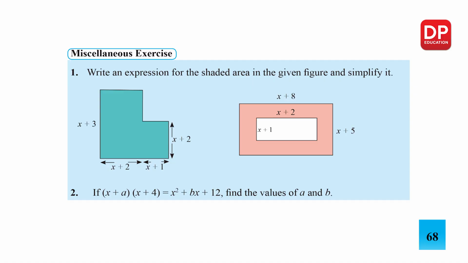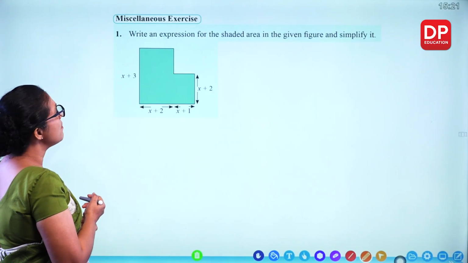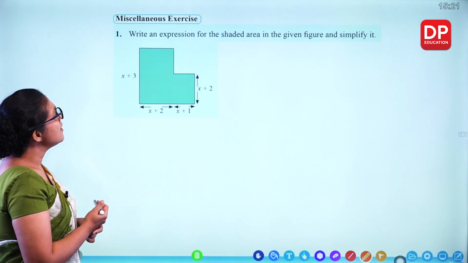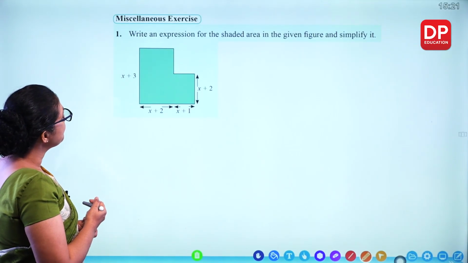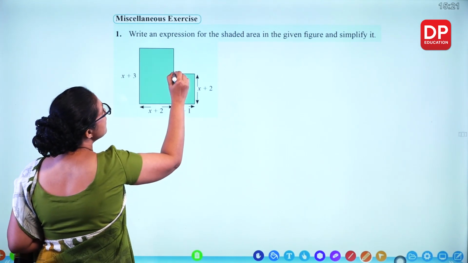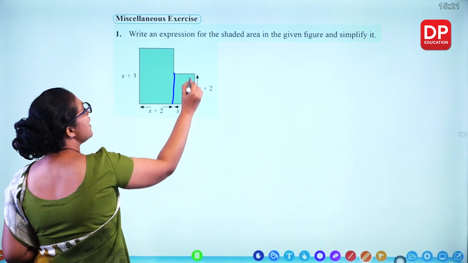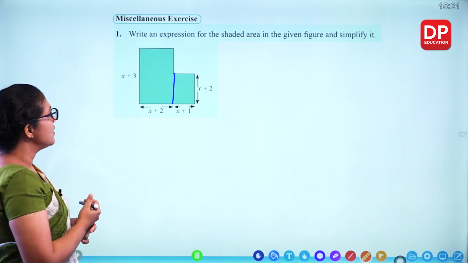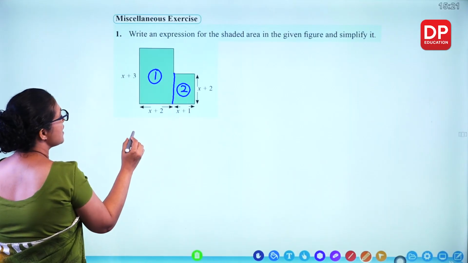Miscellaneous exercise. Write an expression for the shaded area in the given figure and simplify it. So this is a composite figure, so you can divide it into two parts. We'll divide from here. So we can find out this rectangle and add. So what's the area of this one and this one? So we'll take the first one.